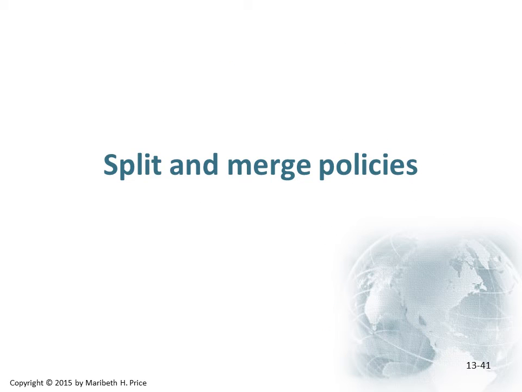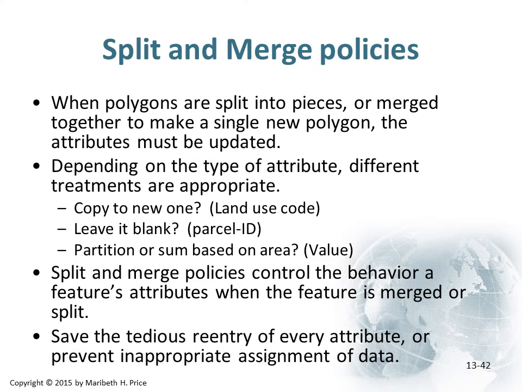Split and merge policies. When polygons are split into two pieces or merged together to make a single new polygon, the attributes must be updated. Depending on the type of attribute, different treatments are appropriate. Copy to the new one, leave it blank, partition or sum based on area. The split and merge policies control the behavior of the feature attributes when the feature is merged or split. This saves a lot of tedious work of re-entering all the attributes, and it prevents inappropriate assignment of data.